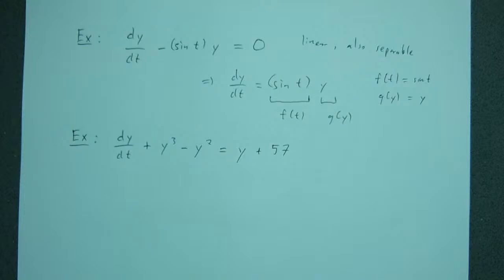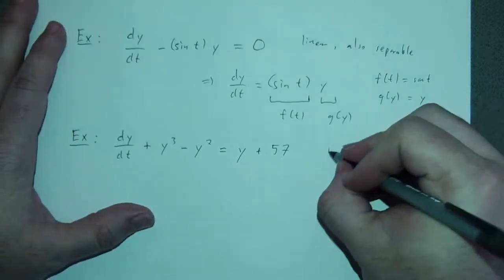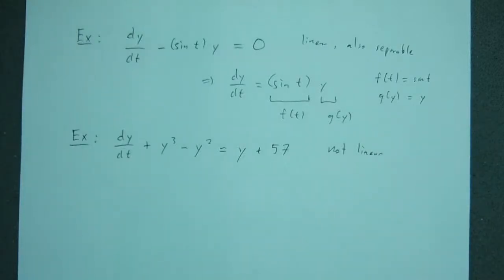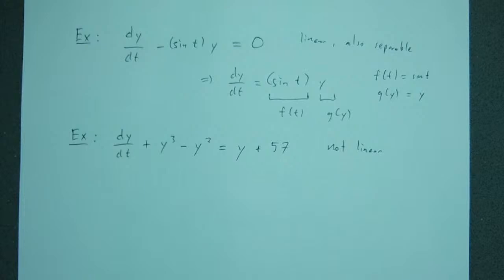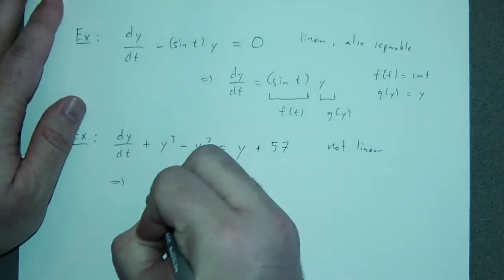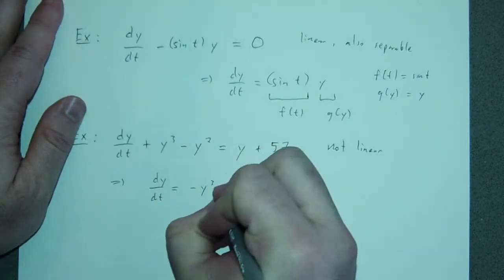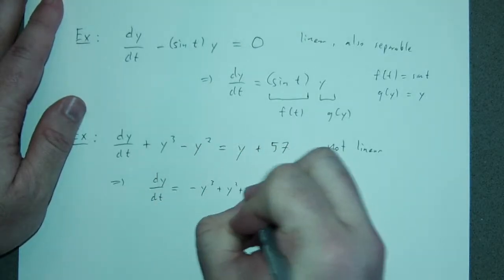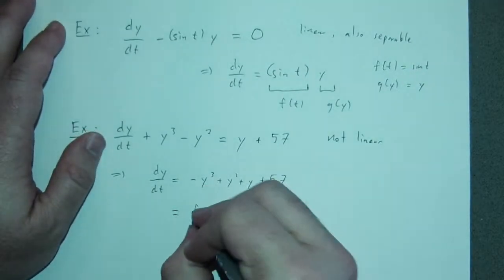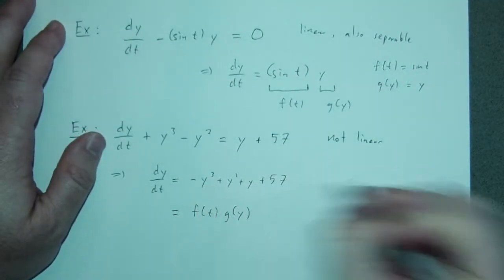So here's my equation: dy/dt plus y cubed minus y squared is equal to y plus 57. What kind of equation is that? This is not linear. All right, so this is a nonlinear equation. Is it separable? Well, let's try to put it into a separable form. This is dy/dt equal to minus y cubed plus y squared plus y plus 57. I claim that this is equal to f of t times g of y.